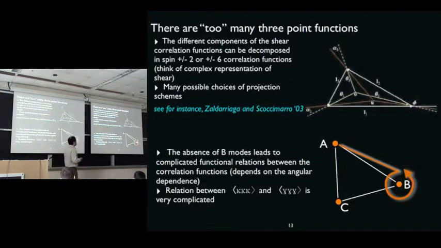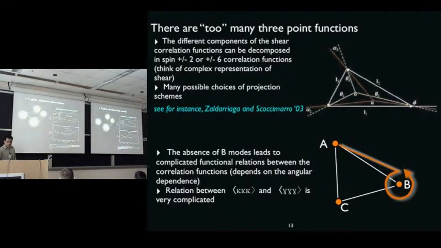So this is one choice, but then the absence of B mode, if I do the same trick, integrate over a circle, you see that it's going to mix both scale dependence and angular dependence of my 3-point function. So it's an even more complicated functional of all this 3-point function, and it's not easy at all to implement a way to deproject things, right? To project B out, if you want.